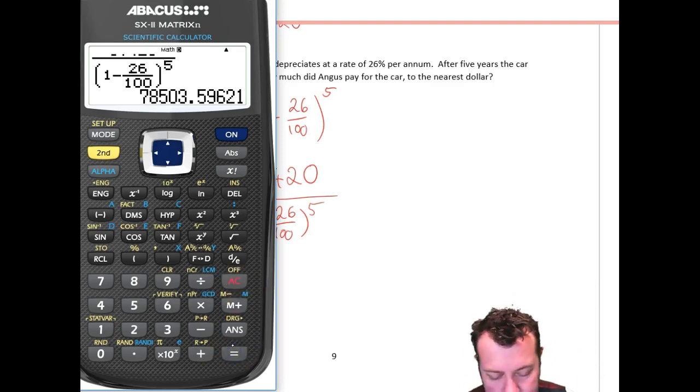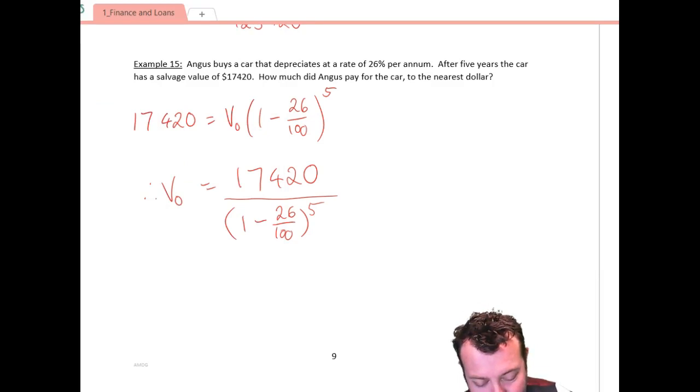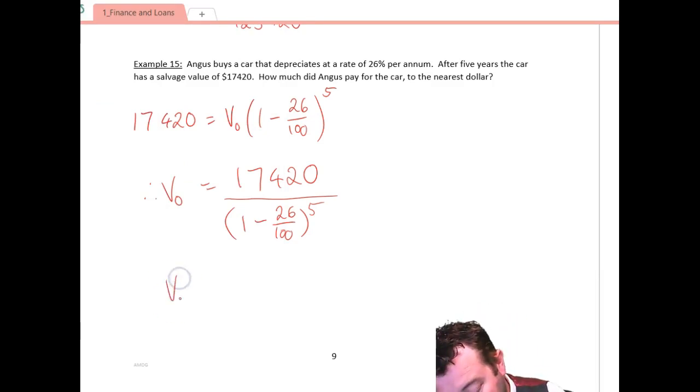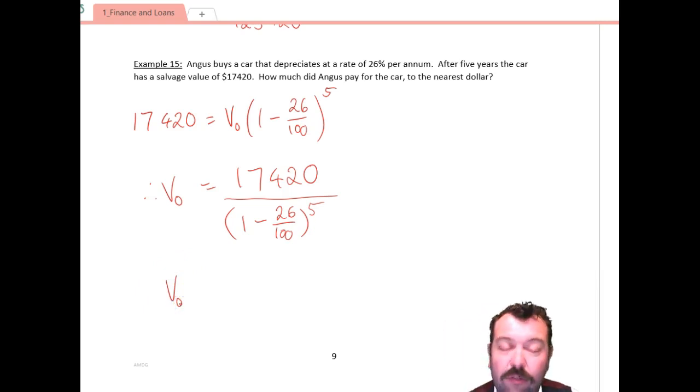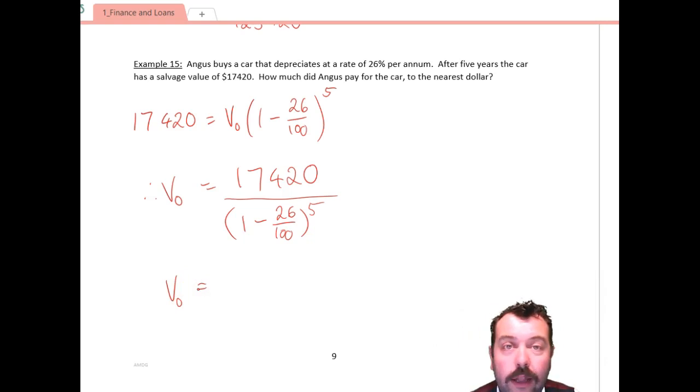Okay, equals, and we end up with 78,503. So how do you like that? That's telling us that the car new was worth about 78,500, and now it's only worth 17,000, 5 years later. Sadly, people, that can be how it goes, right? Particularly with prestige cars. Often the value will fall away quite quickly because there's a smaller market for a second-hand car there.